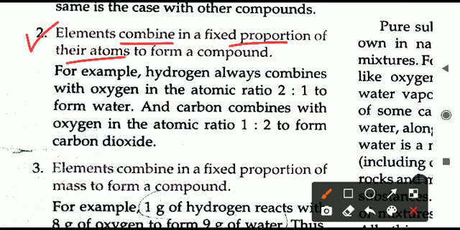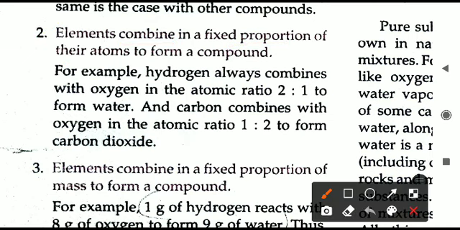You can see elements combine in which ratio? In a fixed proportion. We cannot take any quantity of any element. Then the reaction may not be going on properly. So elements always combine in a fixed proportion. Then only the compound will form.